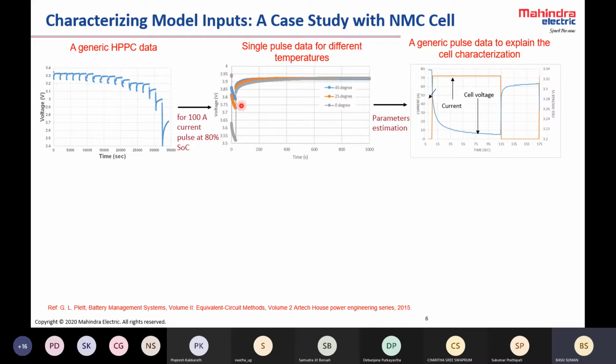25 and 45 are close by. As I told you before, 25 is ideal, 45 not so good. Its performance is good, but its life expectancy will be low. At 0 degree, performance is bad. And generally life expectancy is good if you don't force too much at low temperature. If you force at low temperature, life expectancy is also bad.